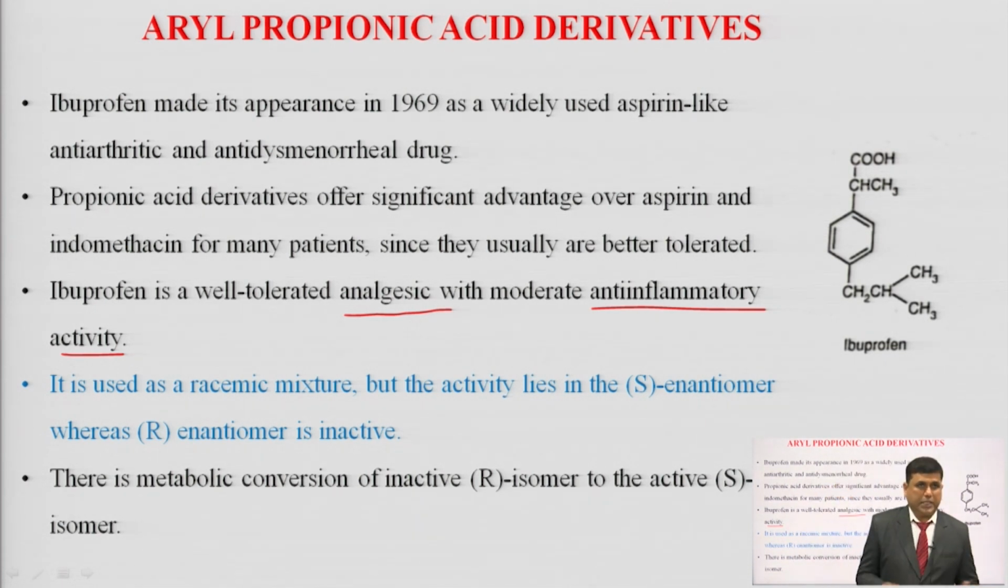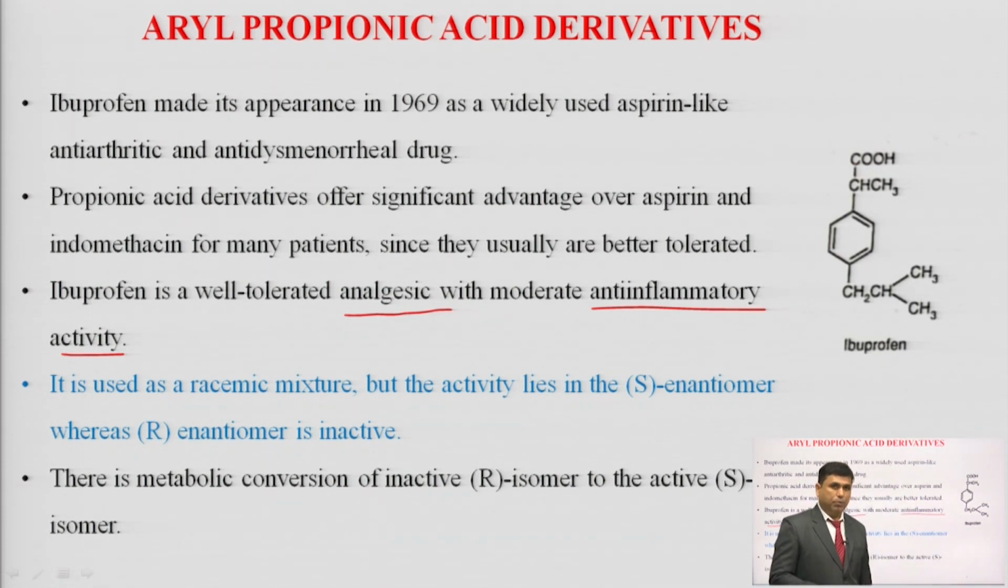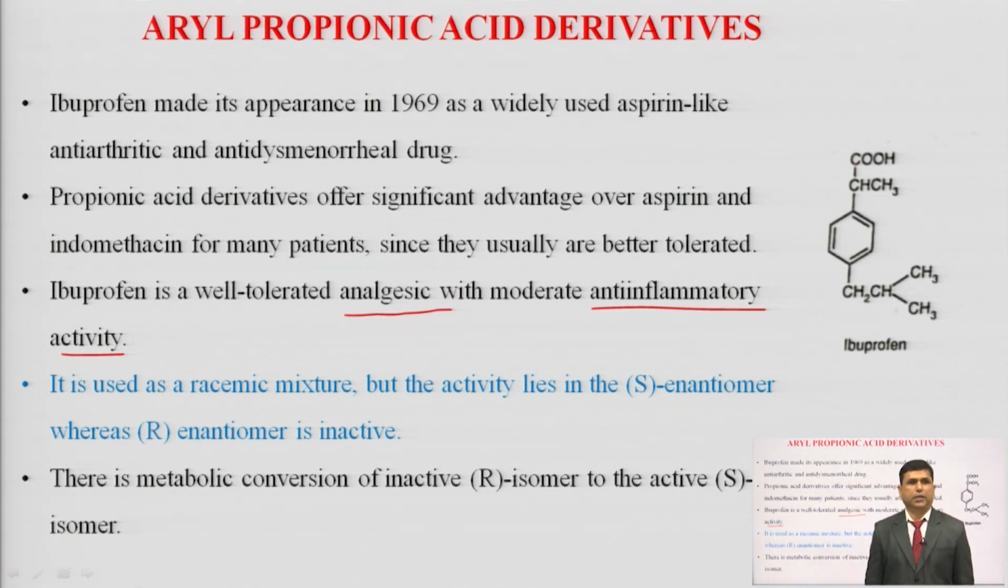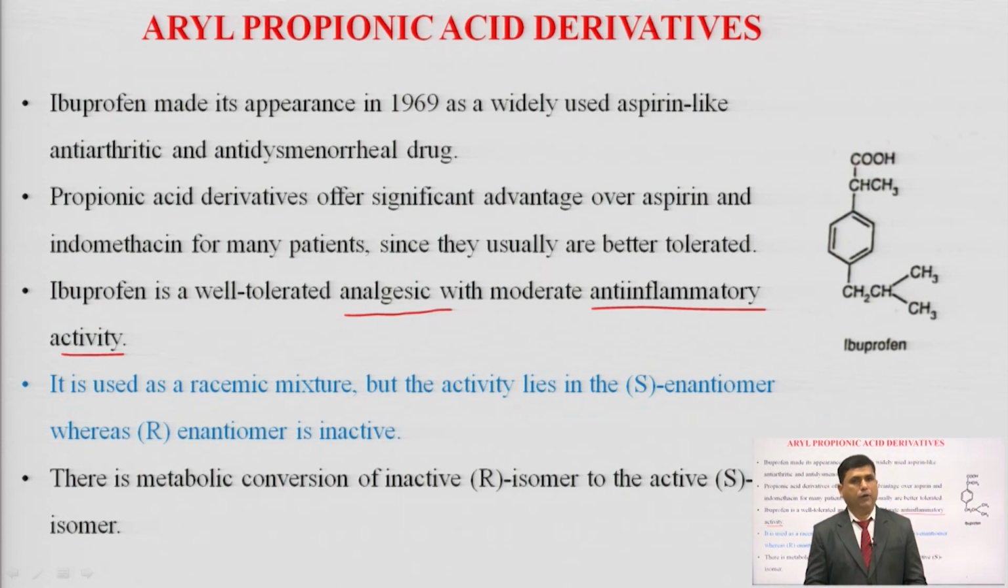If we are using a racemic mixture, both enantiomers may have different activity. Either the R enantiomer or the S enantiomer may be active, one active and one inactive. Here the S enantiomer is active, but the R enantiomer is inactive. Basically, there is a metabolic conversion of the R enantiomer to the active S enantiomer of ibuprofen.